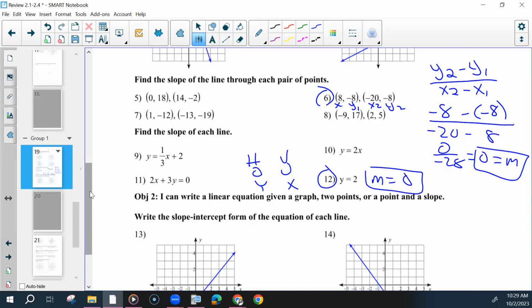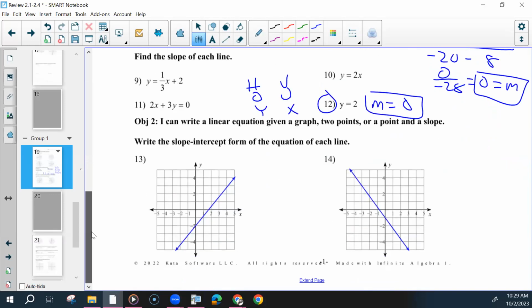Questions on 12 before we move on to objective 2. So now in objective 2, we have writing equations from a graph. Do we have questions on 13 or 14 or 15 or 16?